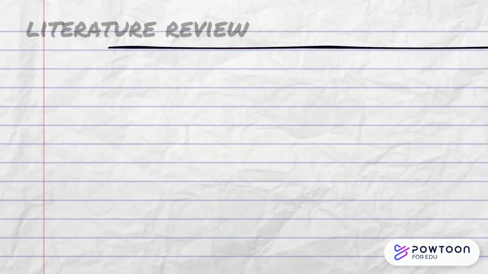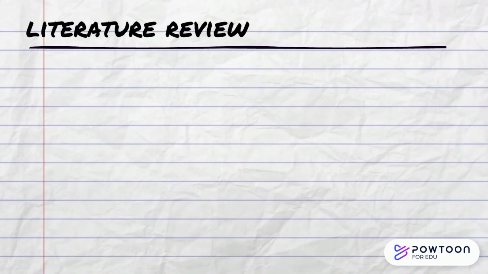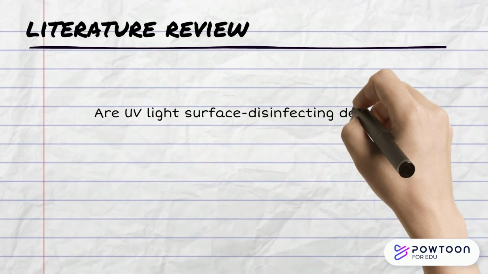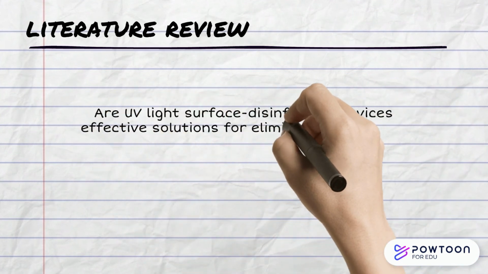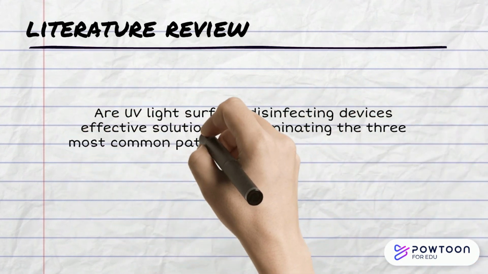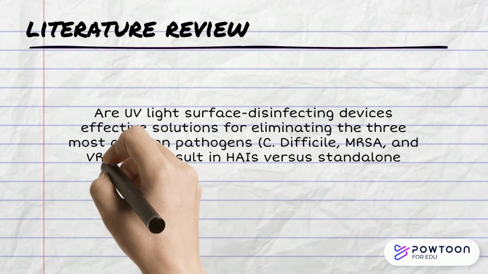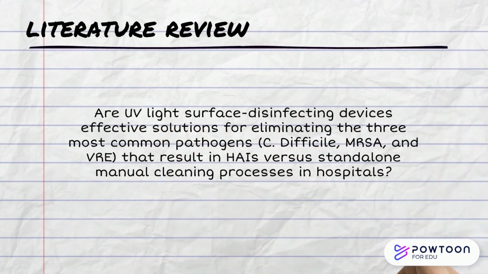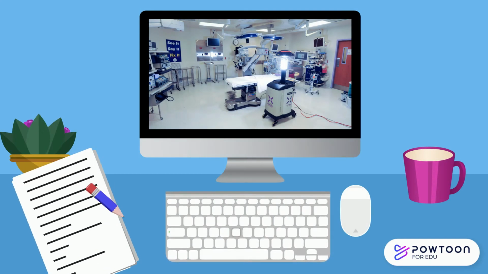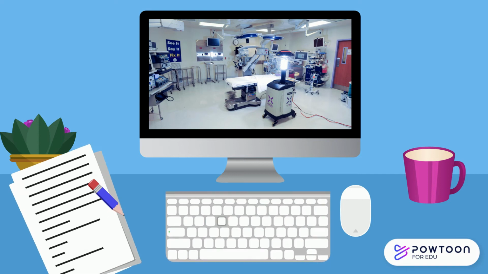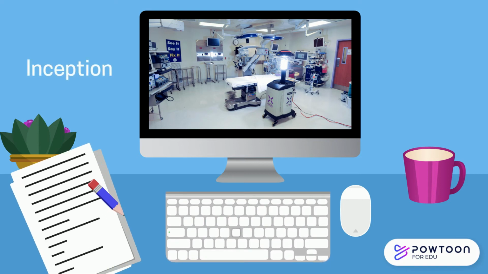In order to determine which device would be the best solution for preventing and reducing the incident rate of HAIs, we conducted a literature review to examine the effectiveness of each type of device against the three most common pathogens in comparison to standalone manual cleaning practices in hospitals. We began by sifting through the literature to review the efficacy of portable UV light disinfection devices from the inception of UV technology up until 2020.